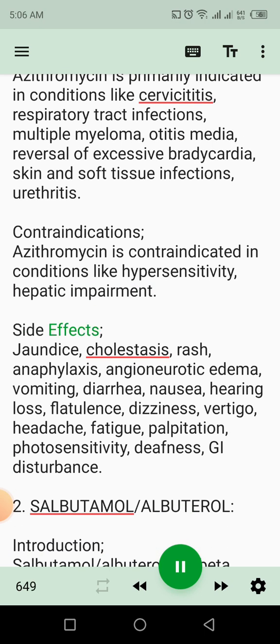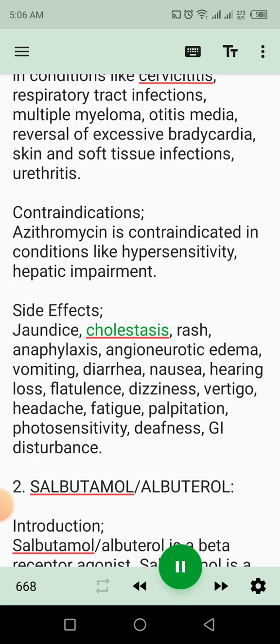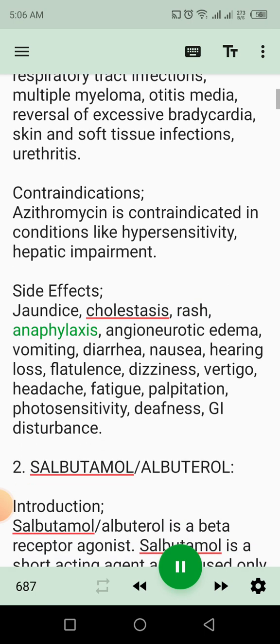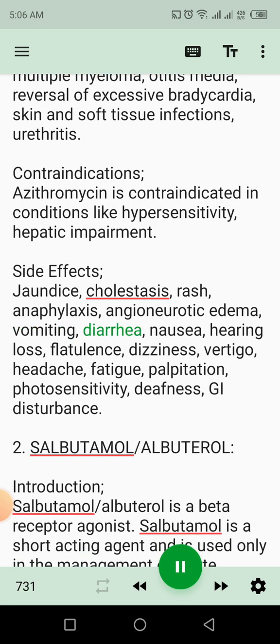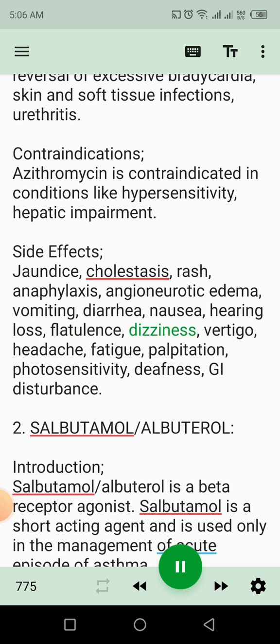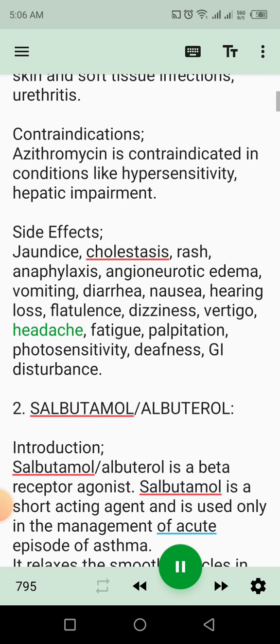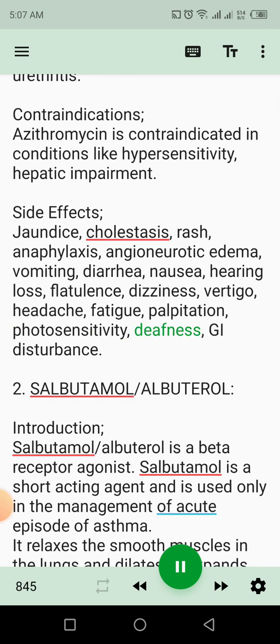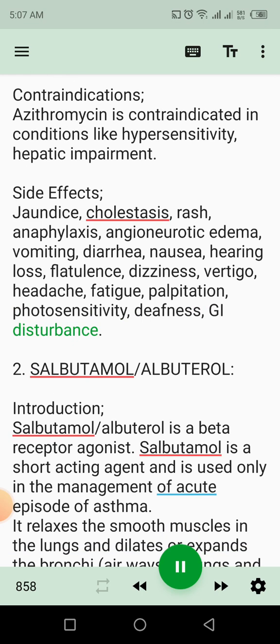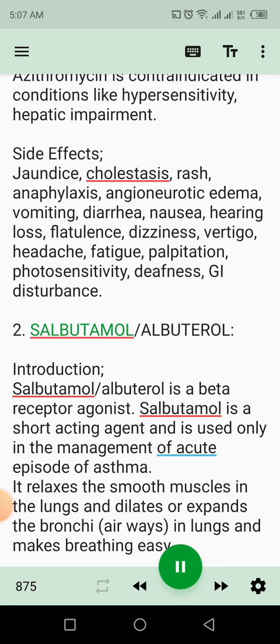Side effects. Jaundice, cholestasis, rash, anaphylaxis, angioneurotic edema, vomiting, diarrhea, nausea, hearing loss, flatulence, dizziness, vertigo, headache, fatigue, palpitation, photosensitivity, deafness, GI disturbance. 2. Salbutamol, albuterol.